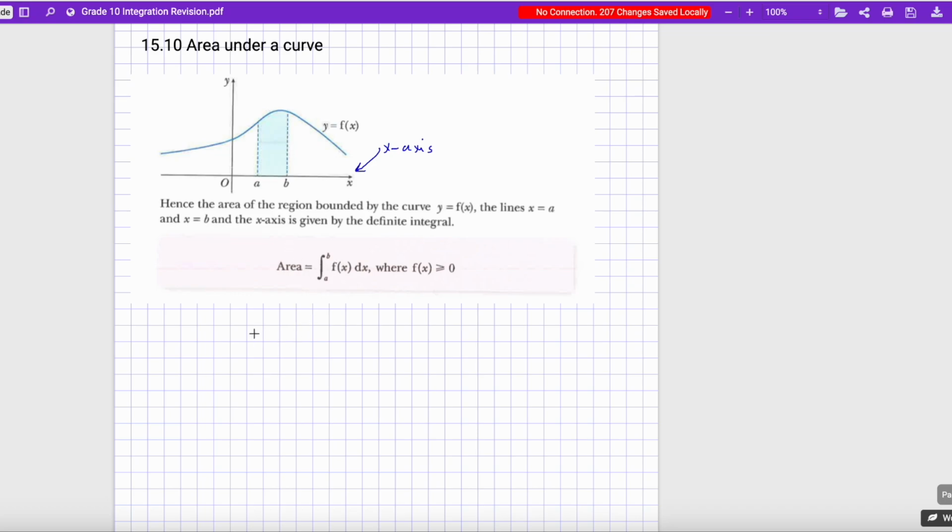Now, sometimes your graph, if I were to draw it, is under the x-axis. Let's say this is point A, this is point B, and this is y equals f(x). No problem. Even if it's under the x-axis, your area can be found, even though your area may appear to be a negative value. But we will take the area as a positive at the end. We're going to have some examples to show you how that works. Let's go through some examples. I think that's the best way to learn.